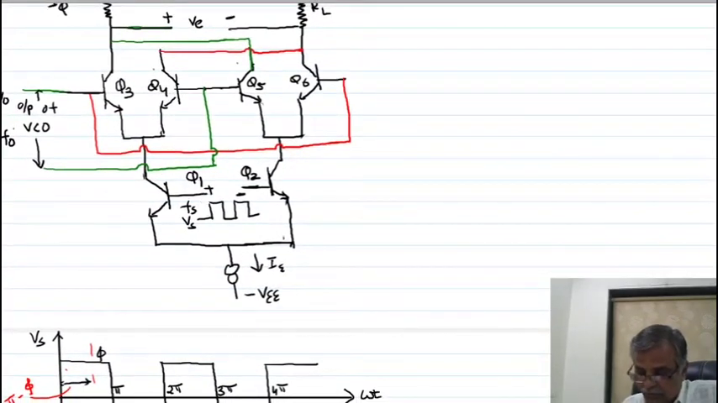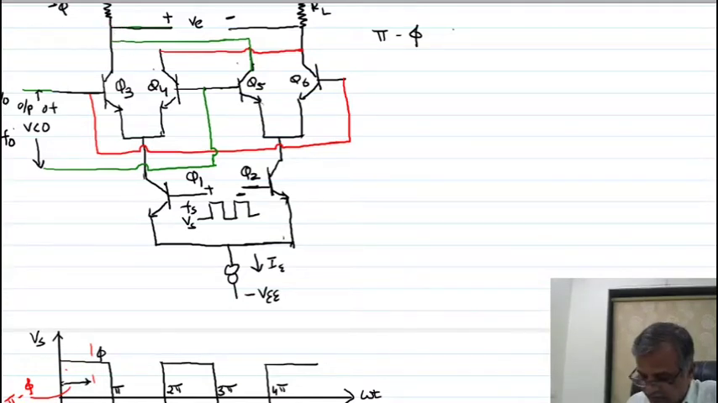Vs and Vo are both positive during pi minus phi. As a result, this is positive, so it will conduct. Q3 is in forward bias and current flow is maximum. This is positive, so current flow is maximum. The output at the collector of Q3 is very low.